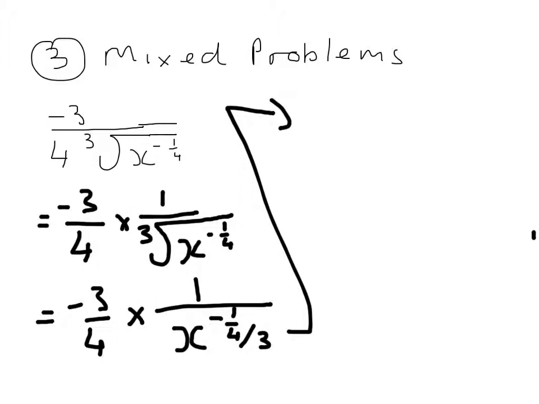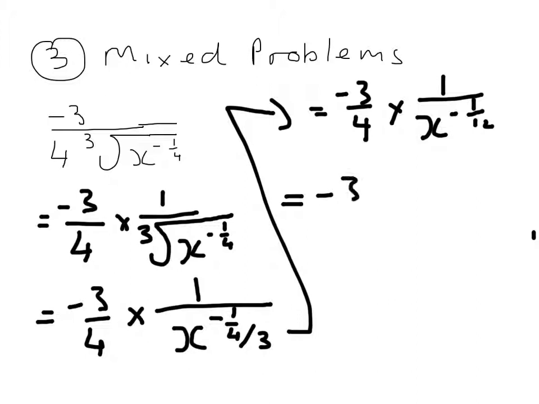So, we've got this equaling a negative 3/4 times. Now, you've got to remember that 1/4 divided by 3 is going to equal 1/12, isn't it? So we've got 1 over x raised to the power of negative 1/12. Alright, I'm getting there. Now that's equal to negative 3/4 times.